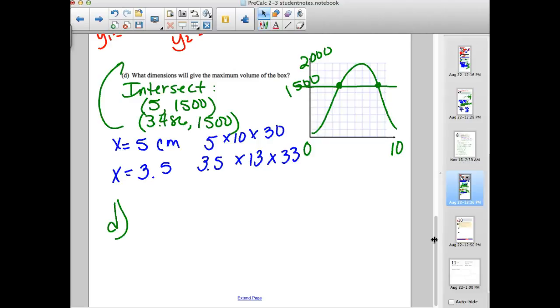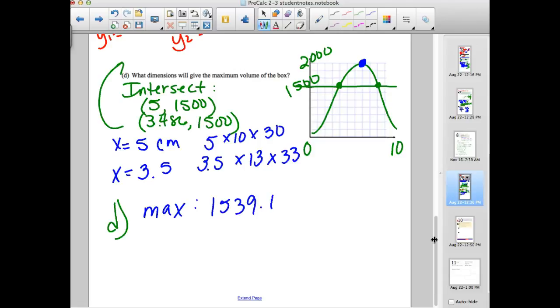So now we're trying to find this piece up here, right? We want that maximum point. So using your calculator, go ahead and pause the video and find your maximum. All right, we should have had a maximum of 1,539.6 cubic centimeters when we cut out a square where x is 4.226 centimeters.